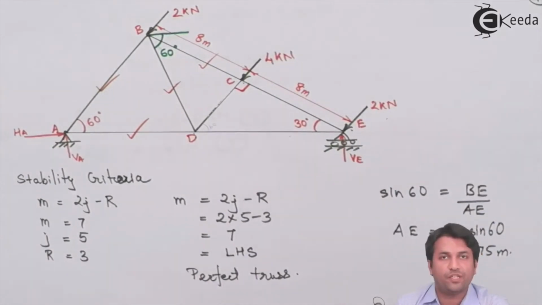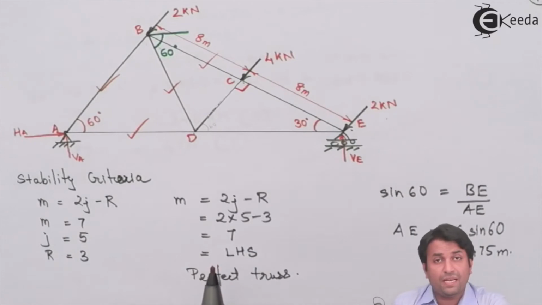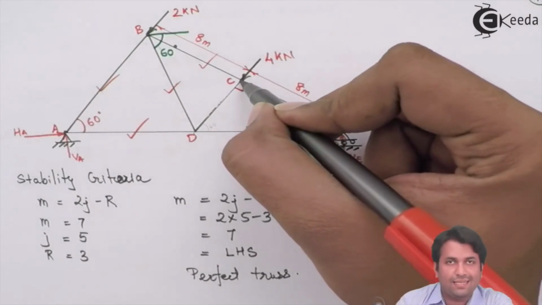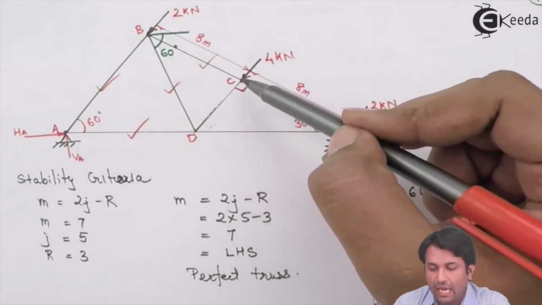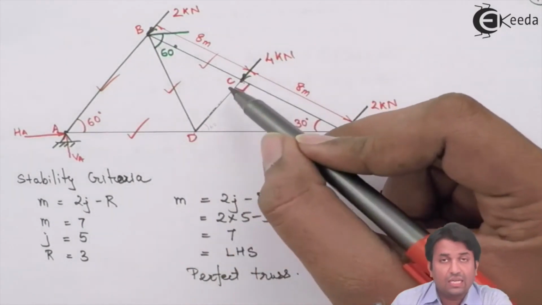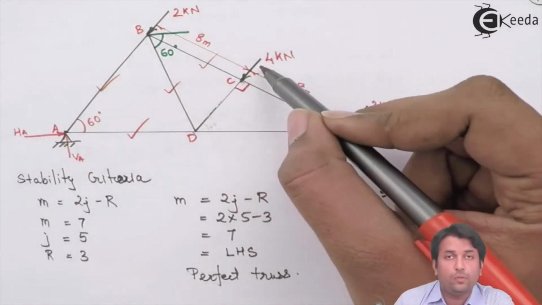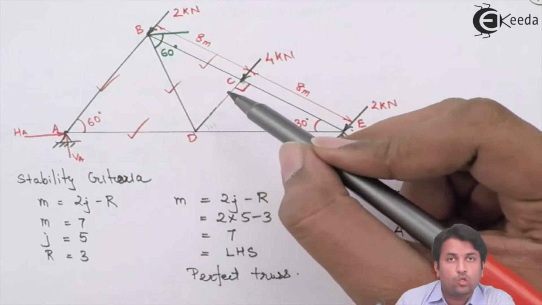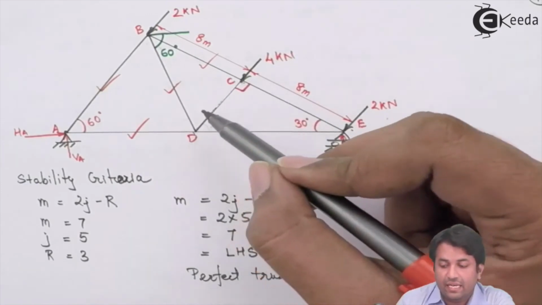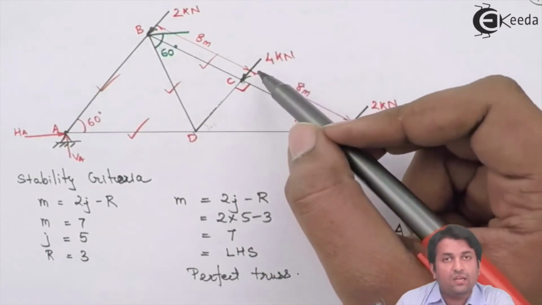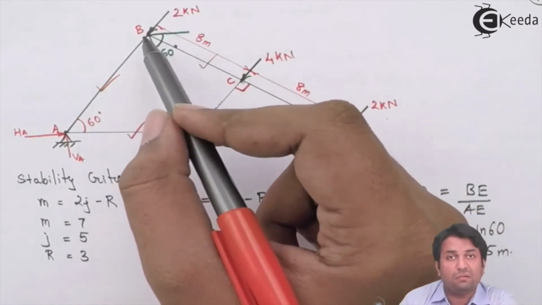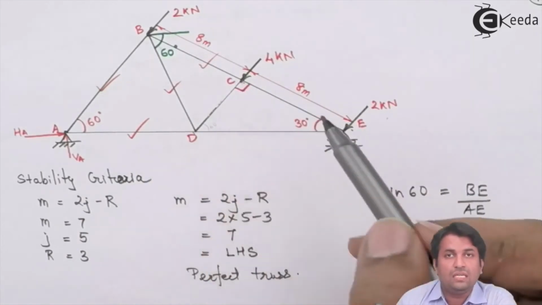Now comes the special case part, wherein if I apply the special case at joint C, we can see that at joint C, I have forces BC and CE which are collinear. Force CD and the 4 kilonewton external force are collinear. So by observation, I can say that the force in member CD is the same as the external force, that is 4 kilonewton. By observation, again, I can say that the force in member BC is the same as the force in member CE.